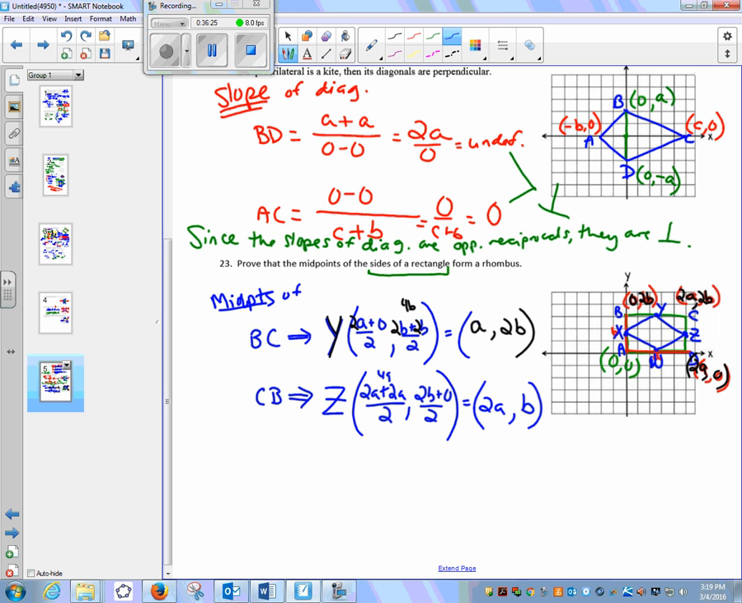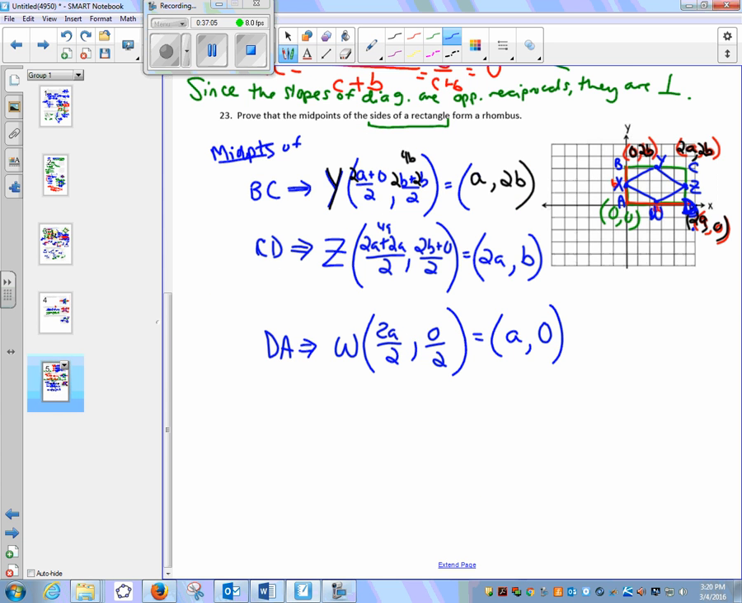Oh shoot, I meant CD here. I read this as a B, but that's actually a D. Okay, so that was CD. Now we're doing DA. Midpoint of DA, which we're calling point W. And again, we're going to add the x's, 2A plus 0 over 2, and 0 plus 0 over 2. We get the point A, comma, 0.